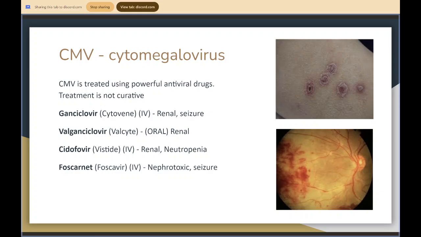So I've listed the medications here along with their brand names, routes, and main adverse effects. Ganciclovir is going to be Cytovene, IV, can cause renal dysfunction as well as seizures. Valcyte is valganciclovir, it's PO and renal side effects. Cidofovir is Vistide, available IV. Kidneys once again are affected as well as neutropenia. And then Foscarnet or Foscavir, available IV, nephrotoxic, and seizures.